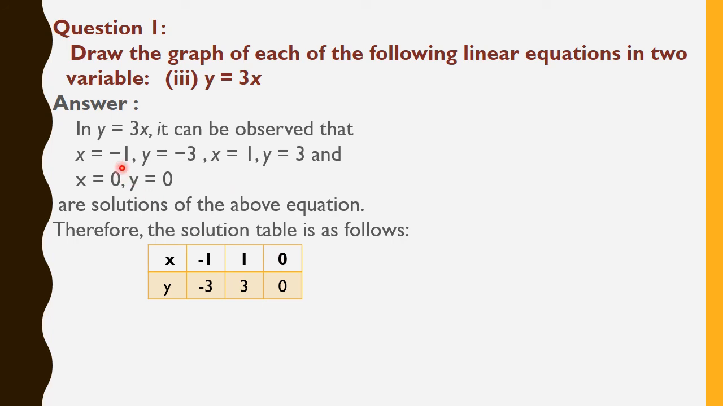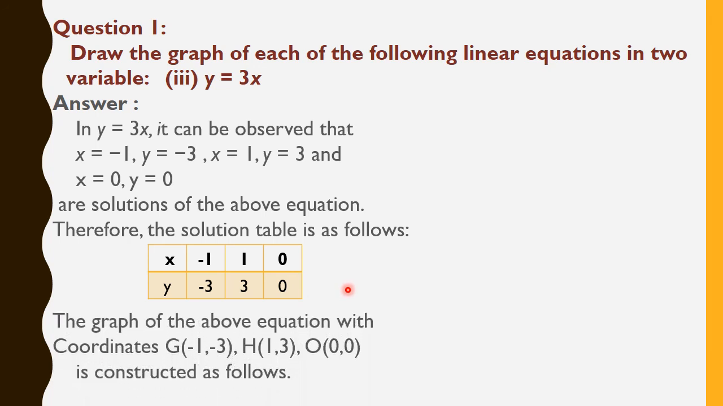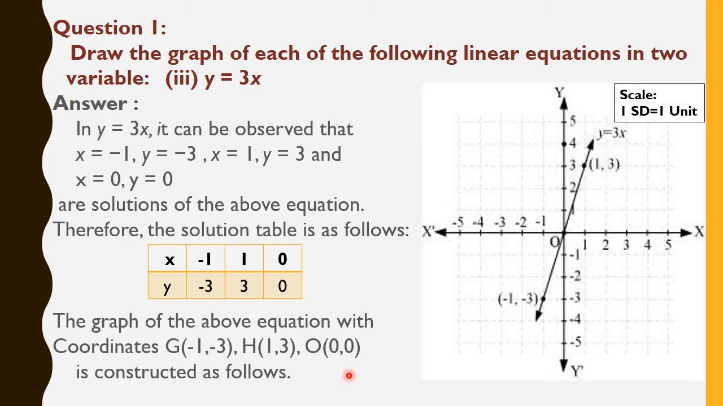So for x equals minus 1, y equals minus 3. For x equals 1, y equals 3. And here x equals 0 and y equals 0. So we will write these values in the coordinate form or in the ordered pair form and then plot them in the graph. So we have drawn a line through it. It is also passing through the origin.